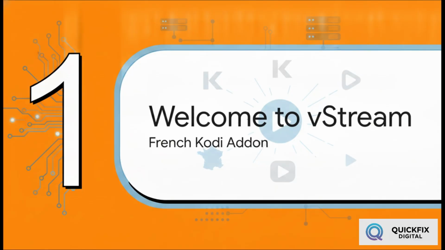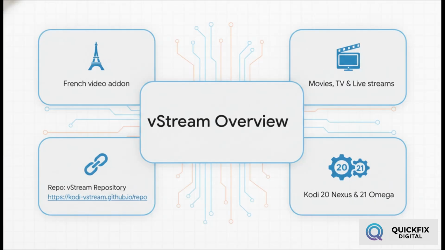Welcome to vStream. So what exactly are we installing here? Basically, vStream is an incredibly popular Kodi add-on, completely tailored for French speakers. It has the whole shebang: movies, TV shows, live broadcasts, you name it. To get this running, we're going to need the vStream repository using a very specific URL, kodi-vstream.github.io/repo. And the really great news from our Wireless Shack source, this is fully compatible with both Kodi 20 Nexus and the newer 21 Omega.